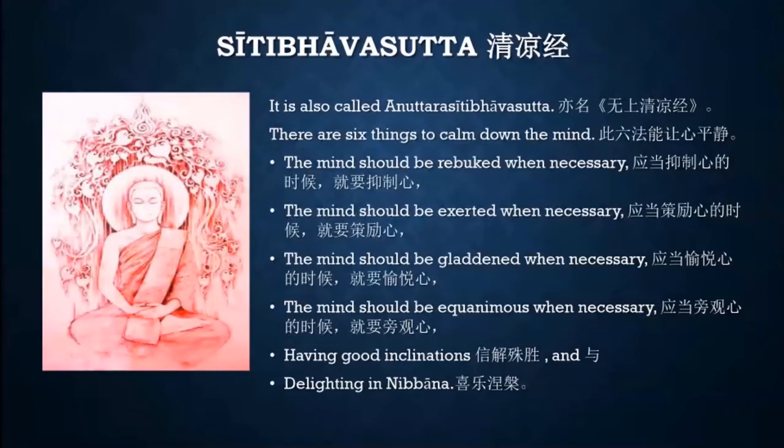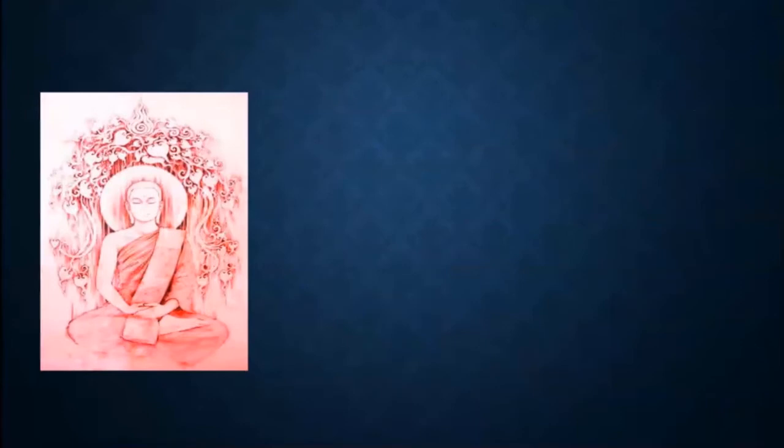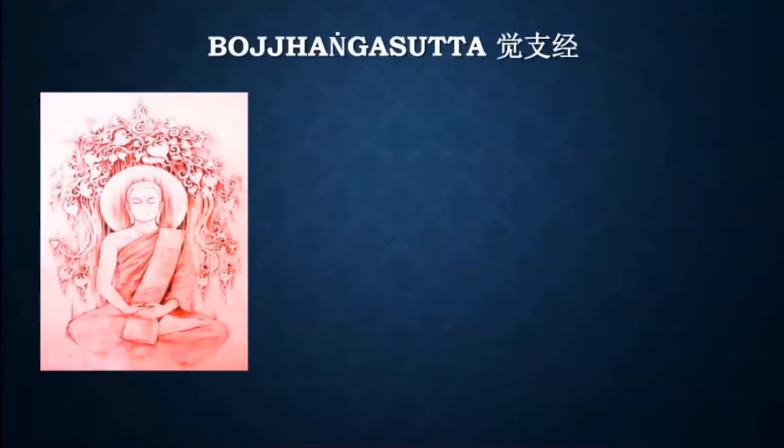So here, the Siddhi Bhava Sutta mentions six things to calm down our minds whenever we are practicing. So when we are going to practice the four elements, we have to calm down our minds. After that, we have to do the four elements continuously. So from time to time, we have to do all these things.